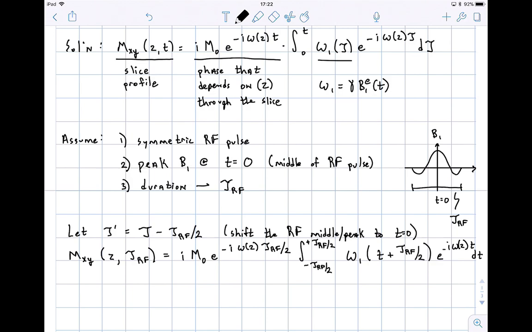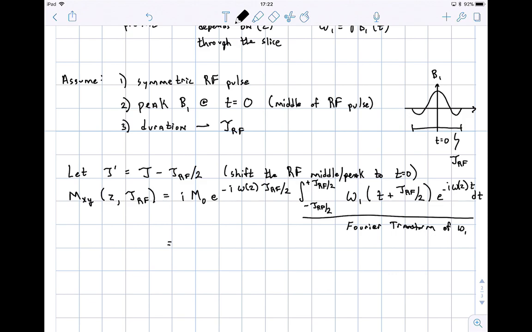And so again, we recognize, hopefully, that this term here really is just the Fourier transform. And that gives us some design leverage, if you will. So we could write this, again, with the business in front being i M naught e to the minus i omega z times tau RF by 2. And this is the 1D Fourier transform of omega 1 times t plus tau RF by 2. So just writing it explicitly.